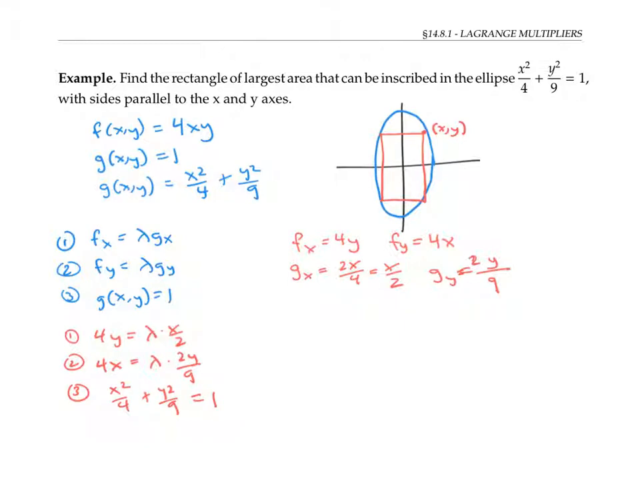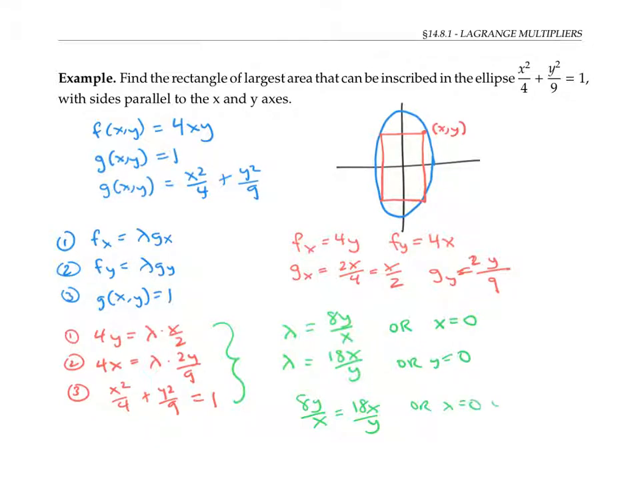There are many different ways to solve systems of equations like this. One way is to solve for lambda in the first two equations, being careful to consider separately the case when we've divided by 0. Now, setting the lambdas equal to each other, we get 8y over x equals 18x over y. This equation simplifies to y squared equals 9/4 x squared.